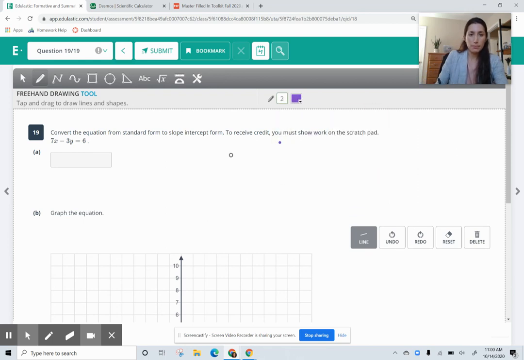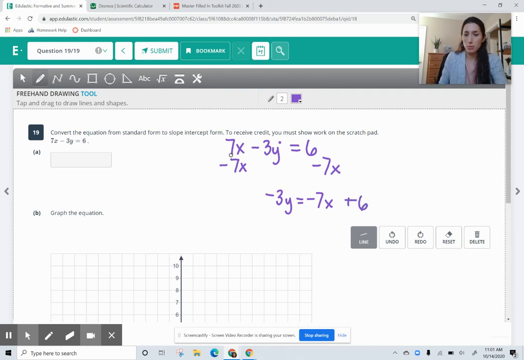So we've got our equation, 7x minus 3y is equal to 6. Our first step to this, and I'll just use the same color, is subtracting the x term on both sides. That gives us negative 3y is equal to negative 7x plus 6. Then we're going to divide by the number in front of y, the coefficient, into all of our terms. Now when I rewrite my equation, we've got negative 3y divided by negative 3.